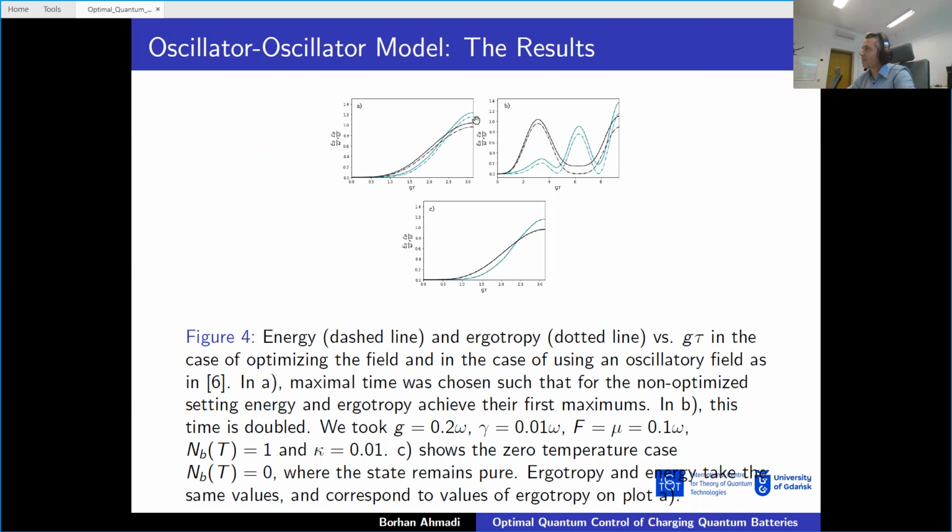Again, we see that by using the optimization, we increase the ergotropy and energy. This is for when there is 1 photon in the environment, and this is for the case when there is no photon in the environment. And then this one is for a longer time. Here we just increase time. Even when we increase time, we get even better ergotropy and energy because it gives more time to the field.